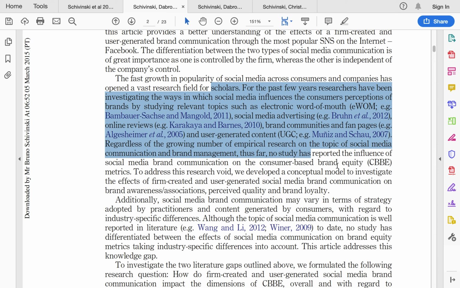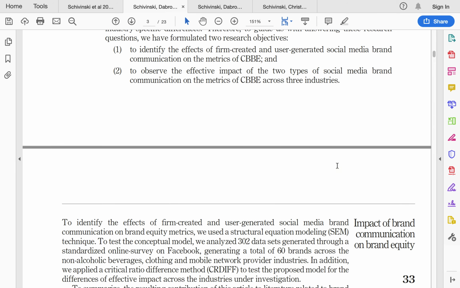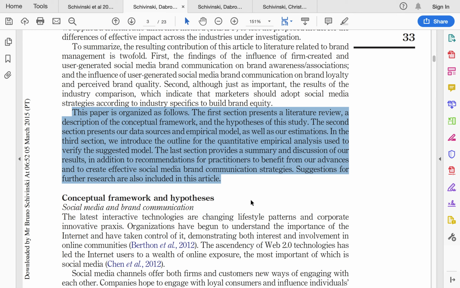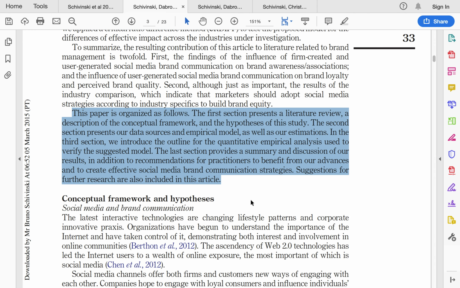They should acknowledge all the papers that were discussing the topic, plus yours. And then the final section, the final paragraph, is about the structure of the paper: literature review, methods, results, and then finally conclusion and discussion.